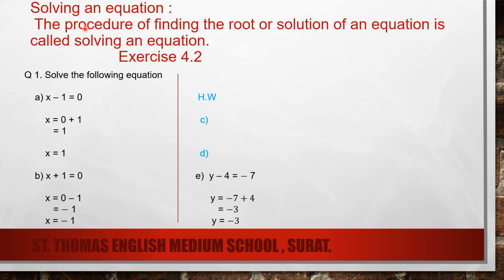Solving an equation. The procedure of finding the root or solution of an equation is called solving an equation. So how to find the root or solution? That procedure is called solving an equation. Clear? Exercise 4.2, question number 1. Solve the following equations. You have already studied this in the previous year. A, x minus 1 is equal to 0. So this is minus 1. You have to take it to the other side, that is the RHS. So minus comes here as plus. If it is plus, it goes there as minus. So minus becomes plus, plus becomes minus. That you have to remember.